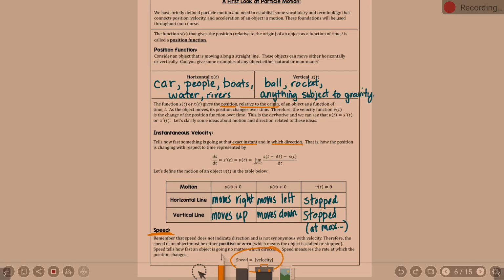But that's a big deal. It is. Velocity is the vector version of speed, because velocity has a measurement and a direction, where speed is just a measurement.